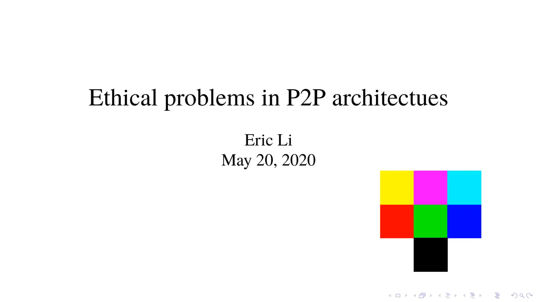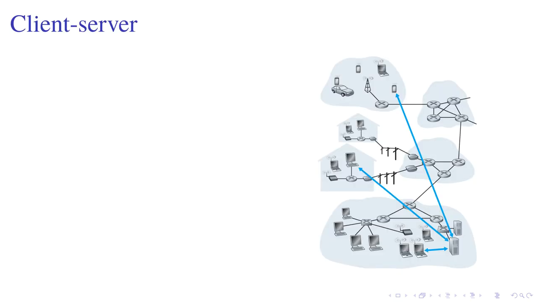Let me show you the ethical problems in peer-to-peer architectures. Suppose you want to share a file with a lot of internet users. You may need to look for file-sharing applications.